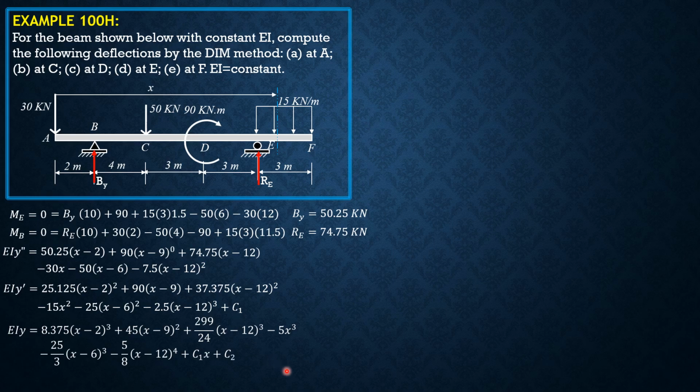We then set boundary conditions. When X is 2, Y is 0, so 0 equals, ignoring the terms that are zero, minus 5 times 2 cubed plus C sub 1 times 2 plus C sub 2. So setting up the first equation, 2C sub 1 plus C sub 2 equals 40.